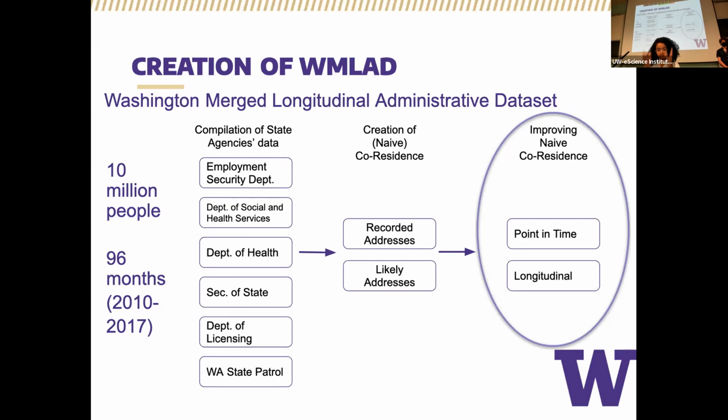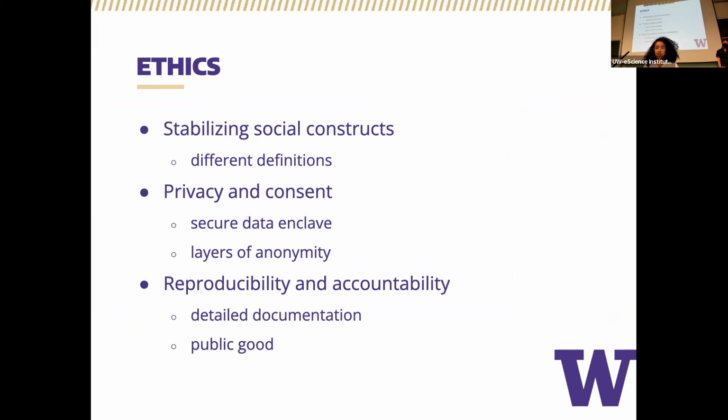In the second section, we looked at previous work by Jenny and many of her colleagues. We focused on the recorded addresses, which were sporadic address records from months that people interacted with the agencies, and they used those to create estimates and replace the missing addresses across the 96 months to get the likely or imputed addresses. We used these as our starting point to improve upon using two different methods, the point in time and the longitudinal method.